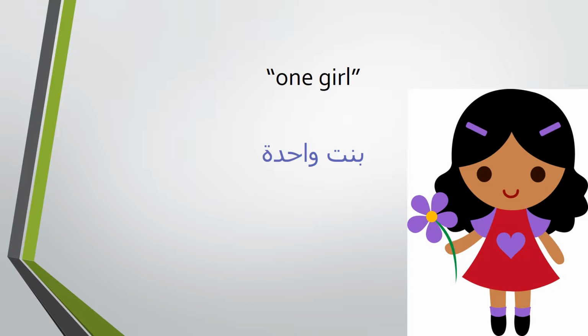When you refer to one of something, you say the item, then the number 1. Bint wahida. One girl, because one functions like an adjective in this case. Bint is a feminine noun, so you use wahida. Walid is a masculine noun, so it's walid wahid. Bint wahida, walid wahid.